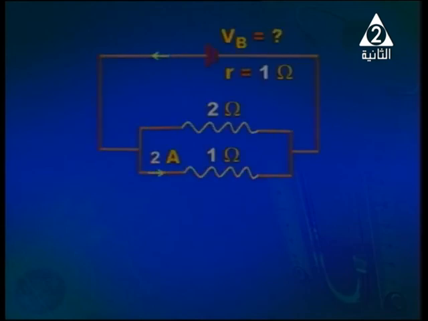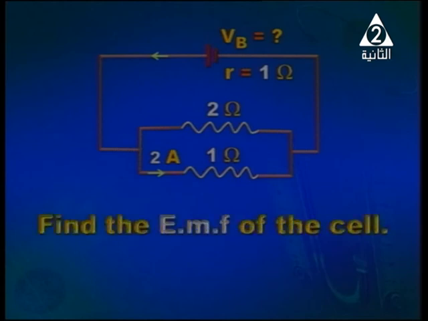Another problem. We've got a circuit. And what about the circuit? It consists of a battery, but the value of the battery, the EMF, is unknown. Internal resistance is given to be equal to 1 ohm. We've got a resistance of 2 ohm connected in parallel to 1 ohm. Current through the 1 ohm resistor is equal to 2 amperes. We want to calculate the EMF of the cell.